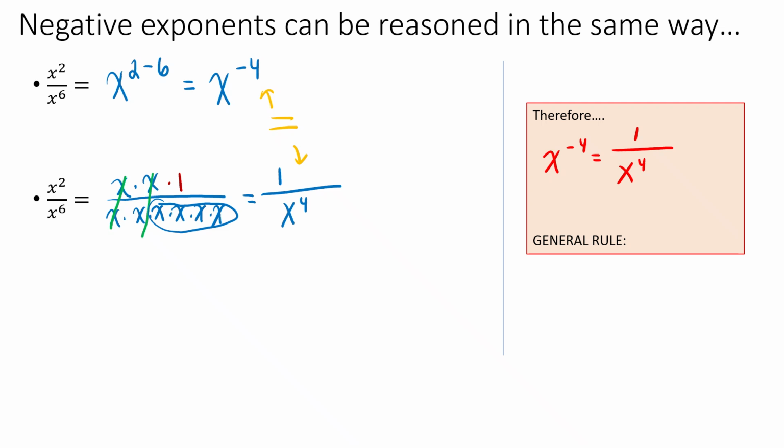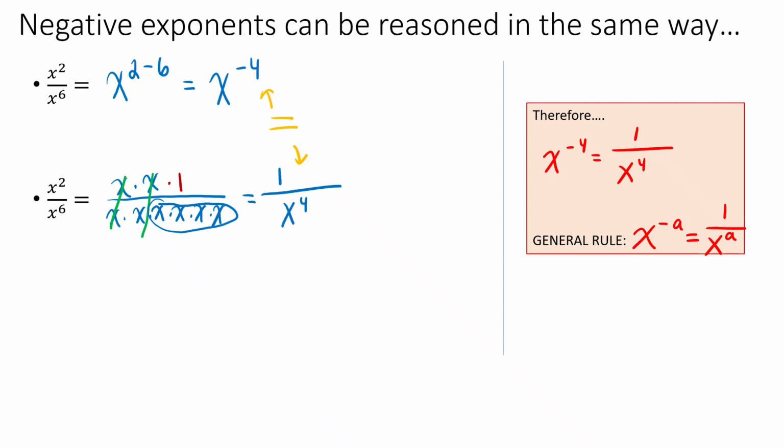And again, I picked a 2 and a 6, so we landed at x to the negative 4th, but we could do this and just pick different numbers to get x to the negative 1, x to the negative 2, 3, 4, 5, whatever. Whatever you wanted to pick, you could pick those numbers that would come out to that, and you would execute the same reasoning and land at the same place. So the general rule here is that x to the negative a is equal to 1 over x to the positive a.